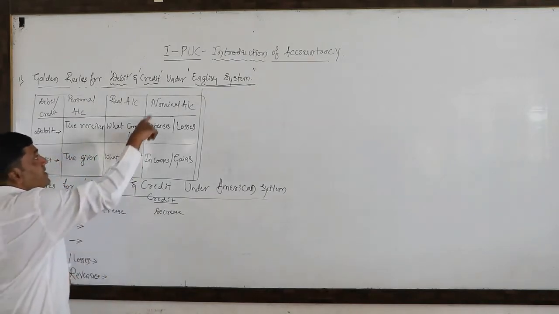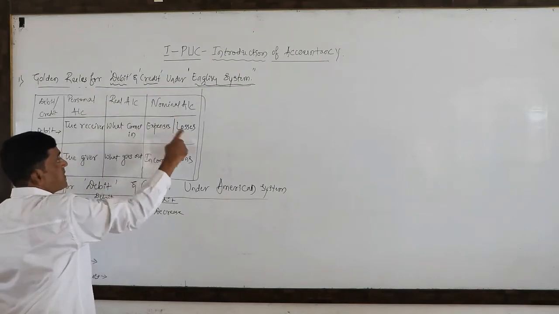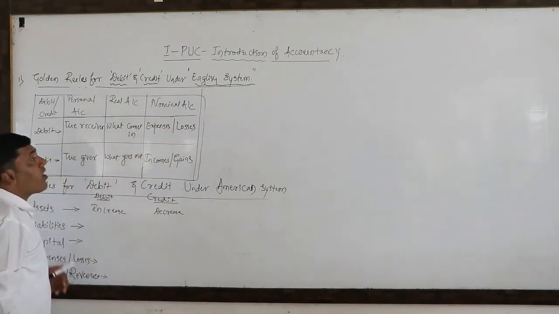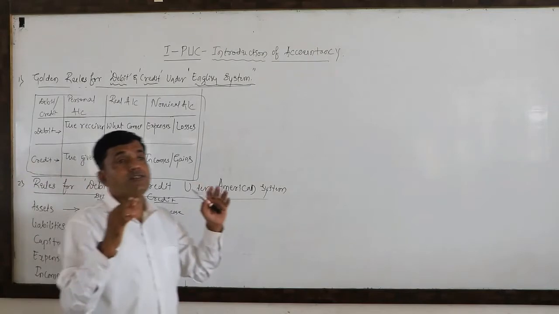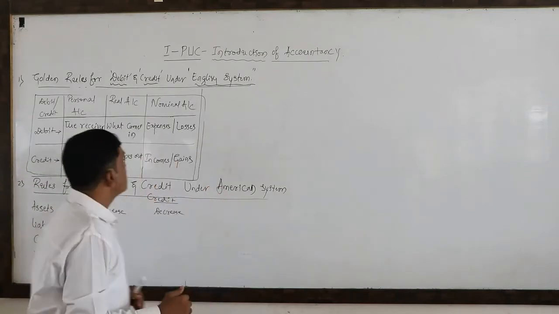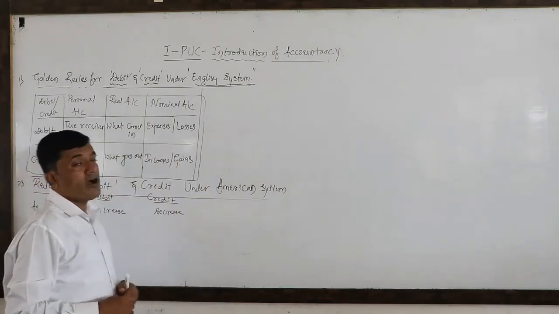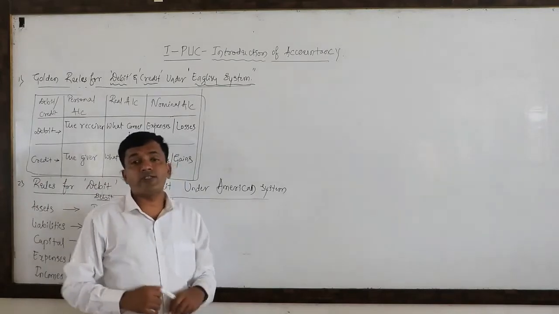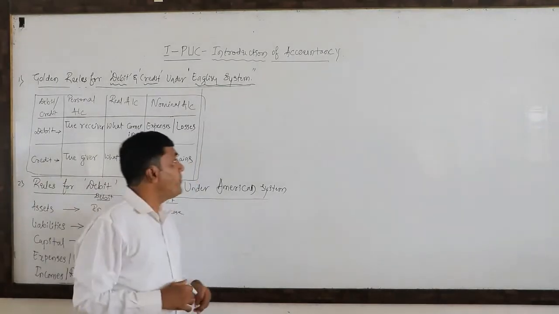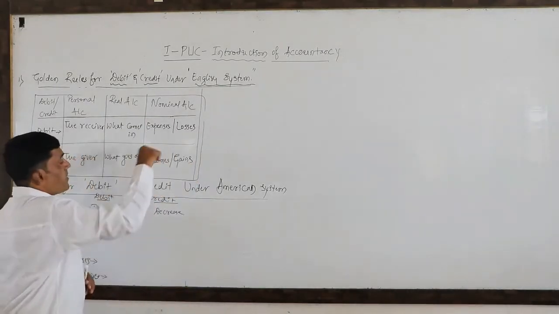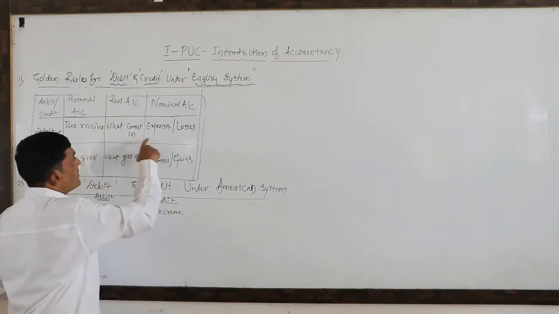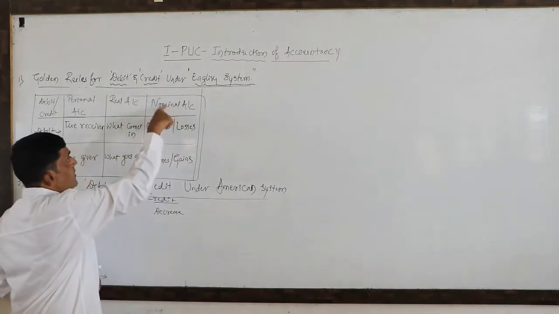So that is the reason it comes under nominal account. The term loss is also the same: only after it occurs can we say this much loss has occurred for this year. At the initial stage, at the beginning, we cannot say this much loss has occurred right now. So that is the reason these two terms come under the nominal account.